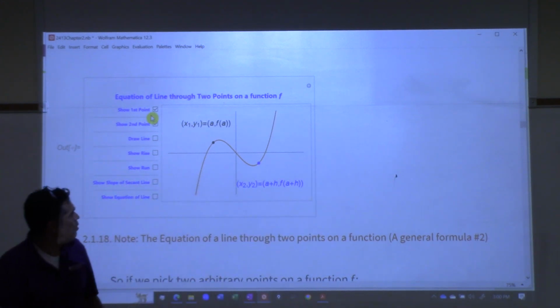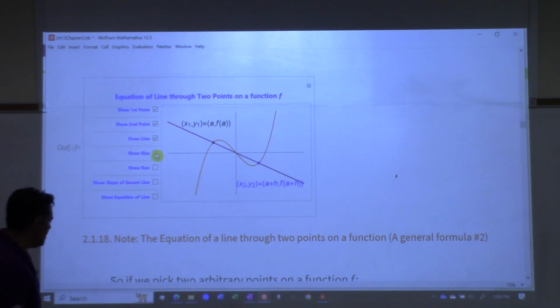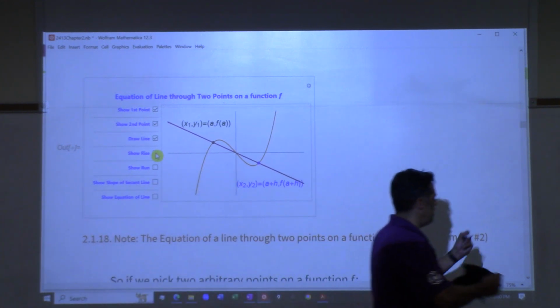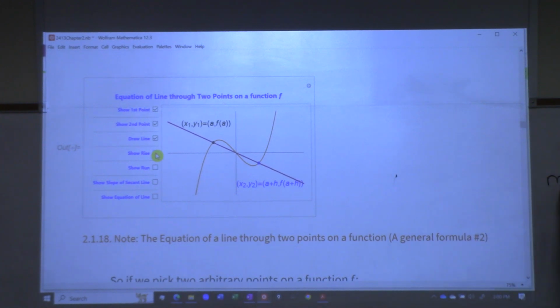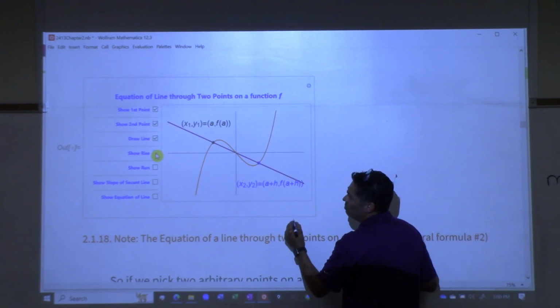So we've got this second point, and then we do the same thing. We draw a line, and let's write down on the side here, what would the slope of the tangent line be? Still y2 minus y1 over x2 minus x1. So for us, what's y2?